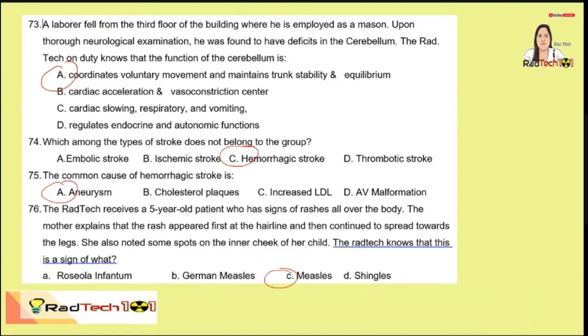So, the signs and symptoms seen in the child are rashes. It's not a baby, the patient is already 5 years old. The rash started at the hairline and then spread later. So, it is a sign of measles.